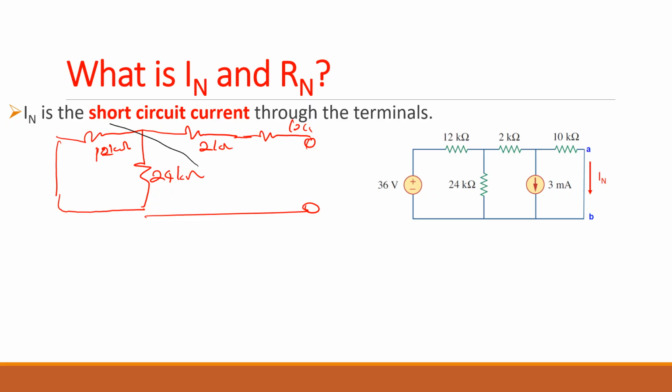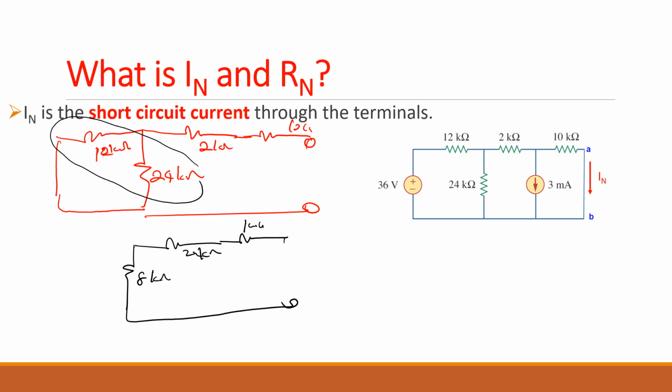So these two are in parallel. So you made it a single resistance, which is 12 times 24 divided by 12 plus 24, which is 8. So this 8 kilo ohms, 2 kilo ohms, and 10 kilo ohms are all in series with each other. So Req is equal to 20 kilo ohms. Do you all get that? Any question? This was done in your Thevenin as well, so you can't have any questions.